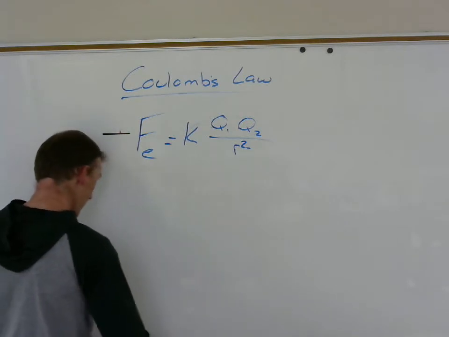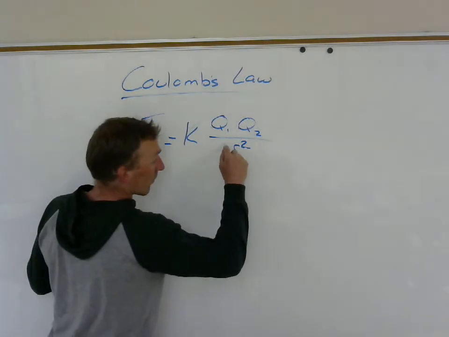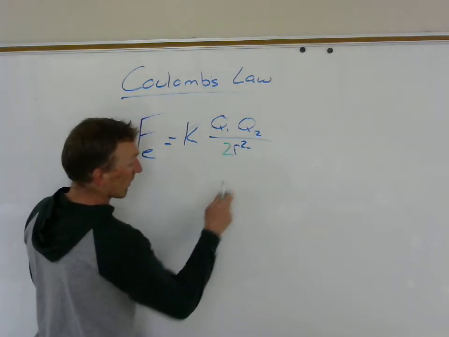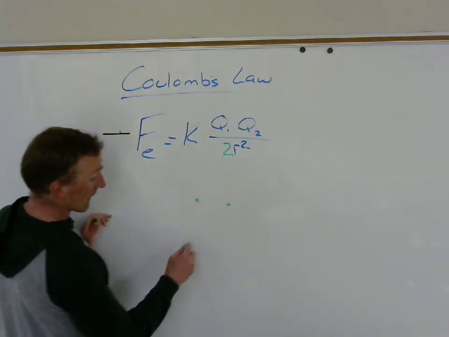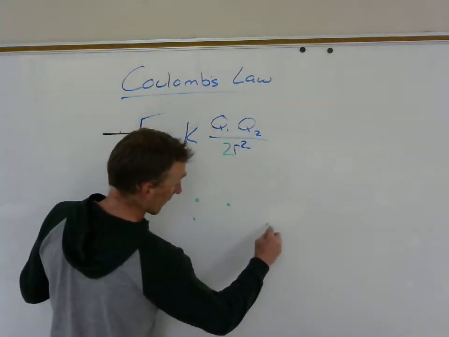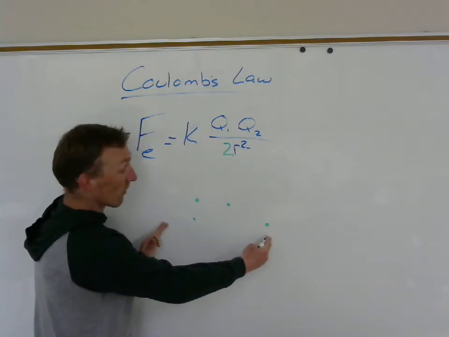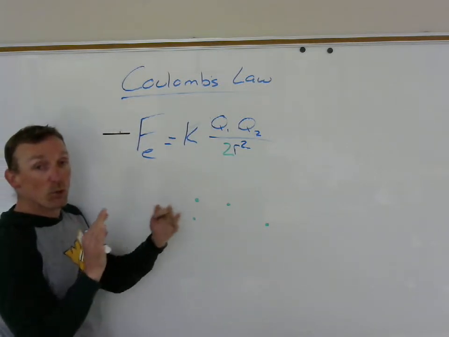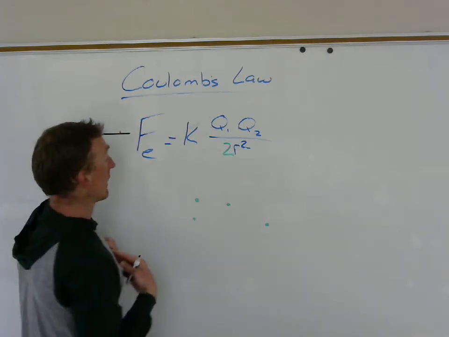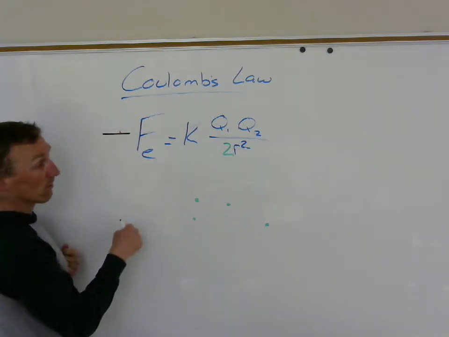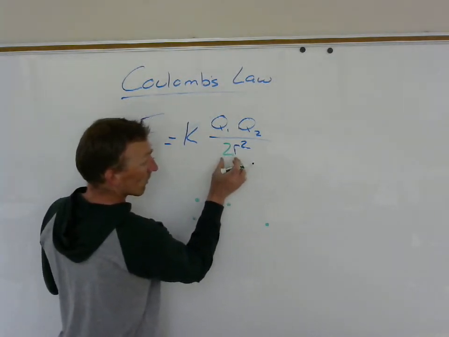We'll use a different color. What happens if I double the distance? They were this far and I doubled the distance. Now it's this far, it's further away. The further away they get from each other, the less force they're going to feel between the two of them. So I should anticipate that this number will go down. It'll get smaller. And so it's 2r.